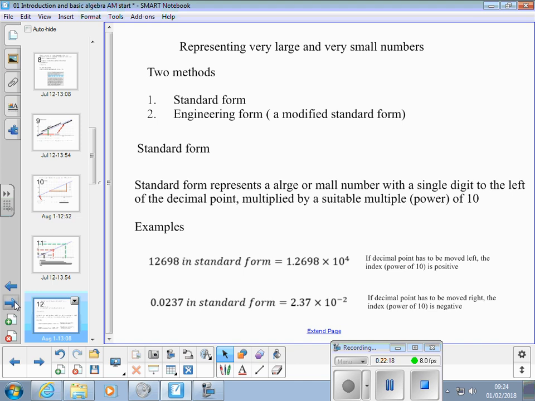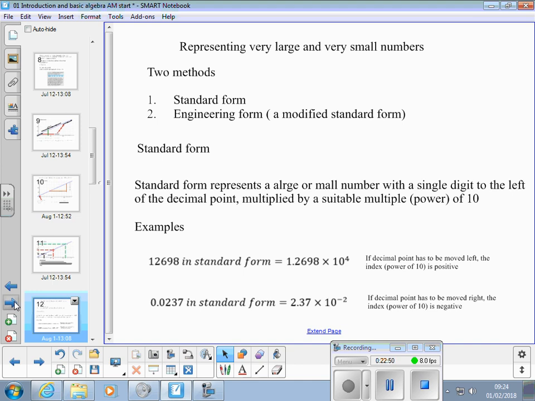By the way, kilo with a capital K is the computing kilobyte, 1024. Lowercase k is the engineering kilo, as in 1,000 watts is a kilowatt. So, standard form represents a large or small number with a single digit to the left of the decimal point multiplied by a suitable power of 10.